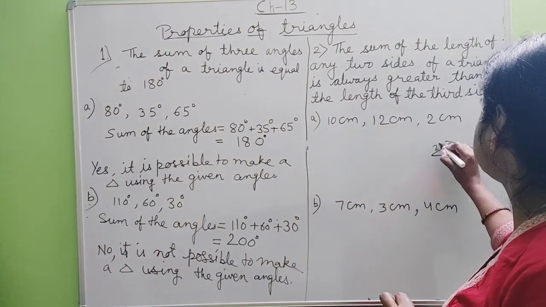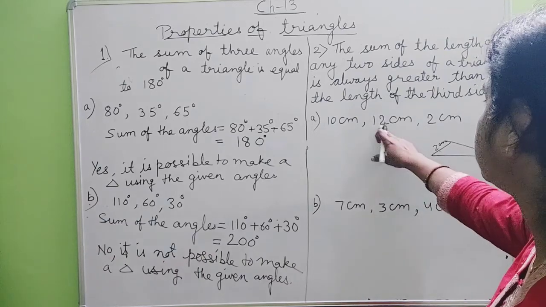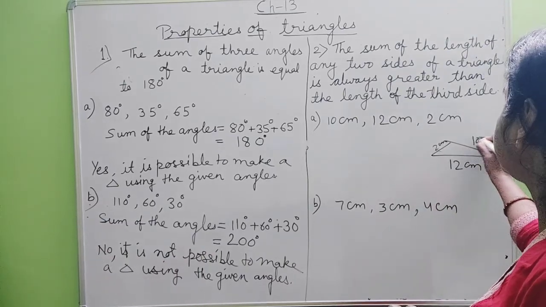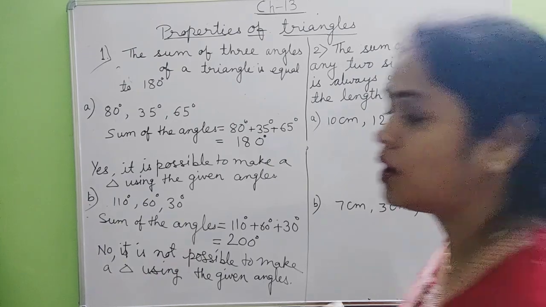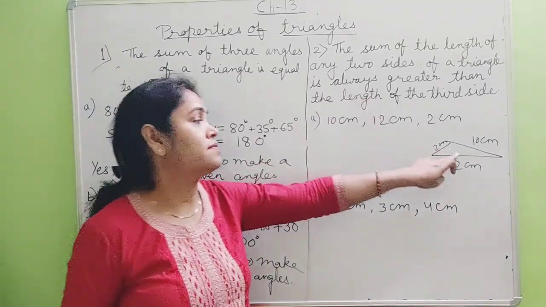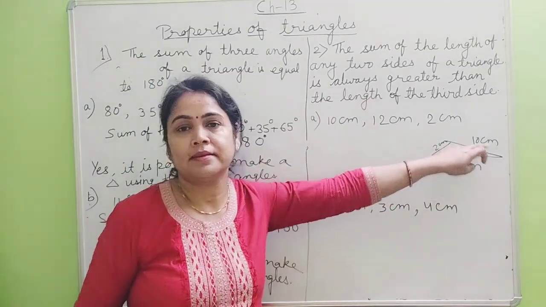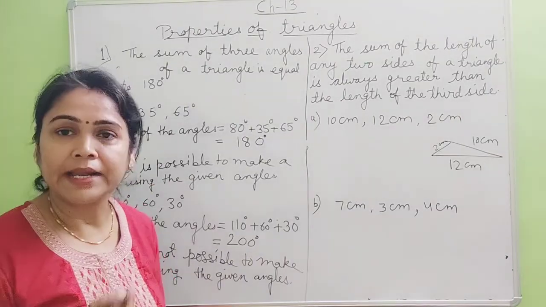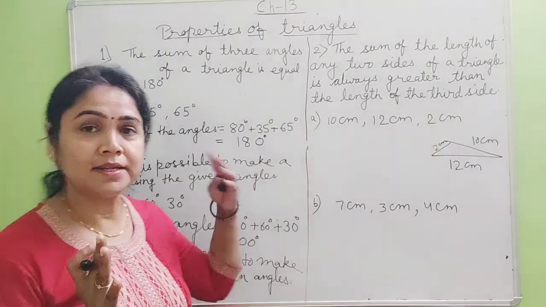So it is 2 centimeter, the smallest one. Then this is the biggest according to me, so I am making it 12 centimeter and 10 centimeter. According to the question, or according to the rule, I have to check that the sum of any two sides should be greater than the third side.